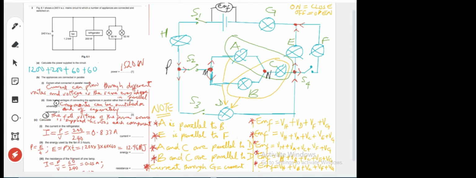So what is parallel? The way you can understand it, for two components to be in parallel to each other, and this is a very important question, a current that splits at a junction, like I said, must go through those routes and meet up again.